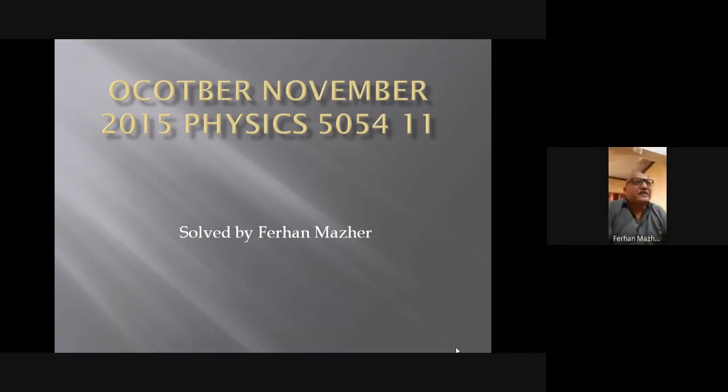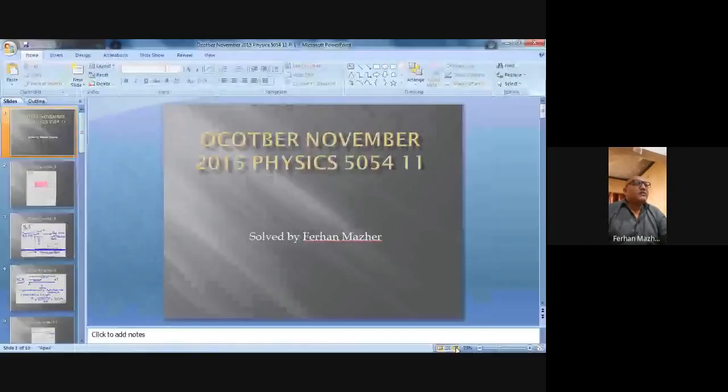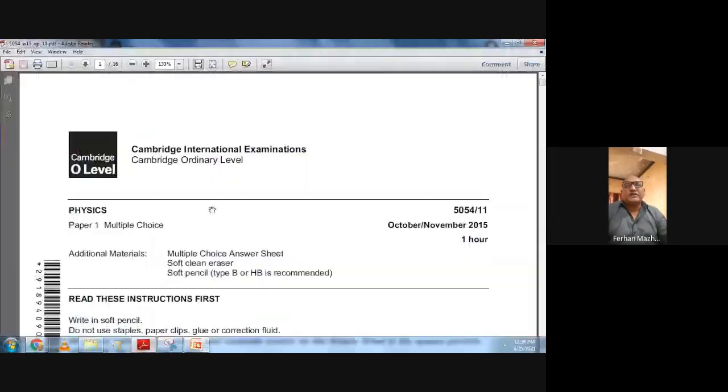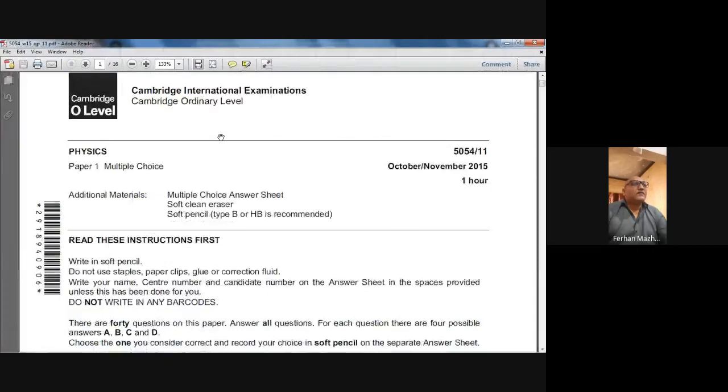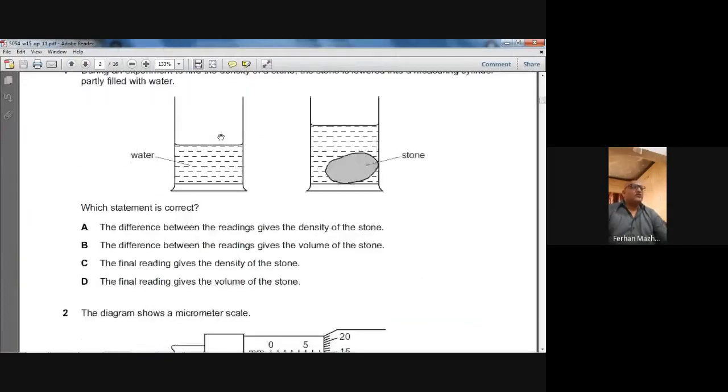Today we have set our hearts to solve the October-November 2015 1-1 paper. It's an MCQ paper and it's from Zone 1. So let's start this paper. You see October, November 2015, 1-1, Physics 5054. Here we come. The first question on your screen.